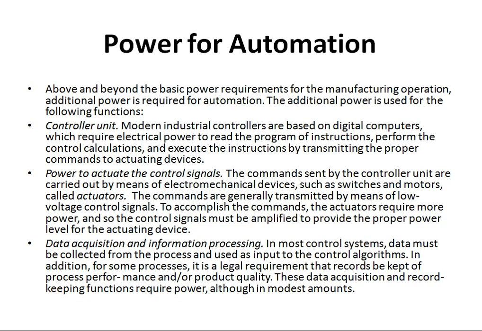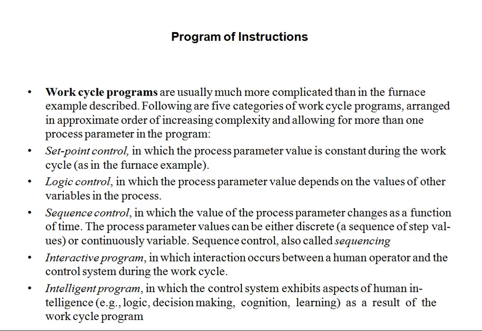To accomplish the commands, the actuators require more power, and the control signal must be amplified to provide the proper power level for the actuating device. Data acquisition in the control system: data must be collected from the process and used as an input to the control algorithm. In addition, for some processes it is a legal requirement that records be kept of process performance or product quality. These data acquisition and record keeping functions require power, although in modest amounts. So that is how power for automation is defined.